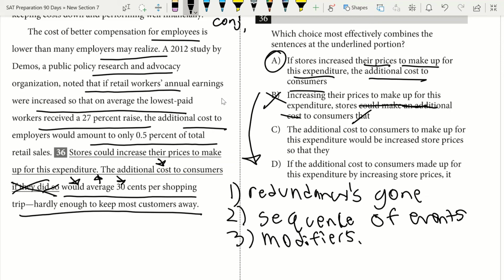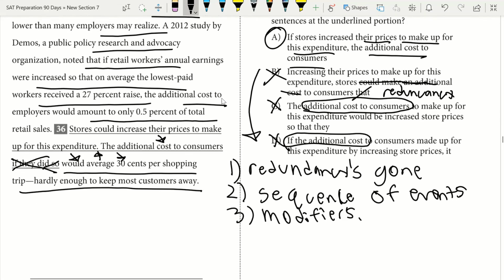And then we've got C, the additional cost to consumers. Here we're starting with the cost to consumers. We want to start with the raising of the prices because that causes that additional cost. So C is wrong because of that. D also starts with that additional cost, so D is wrong because the sequence of events is wrong. And B was wrong because it contained repetition and redundancy, because it was so wordy. So that's why B is wrong as well.